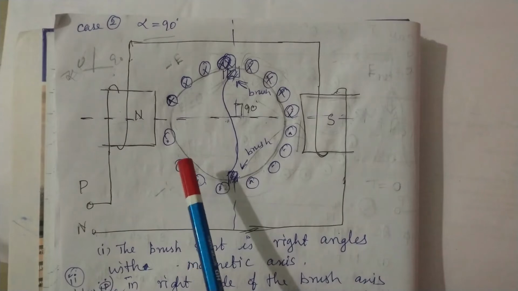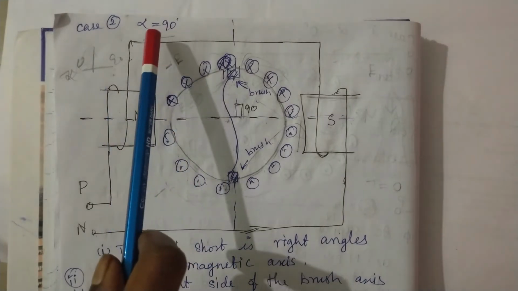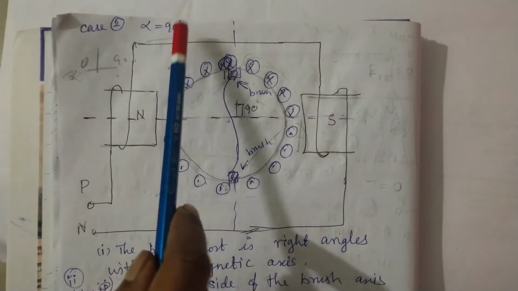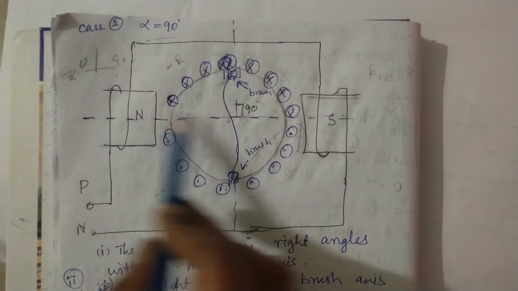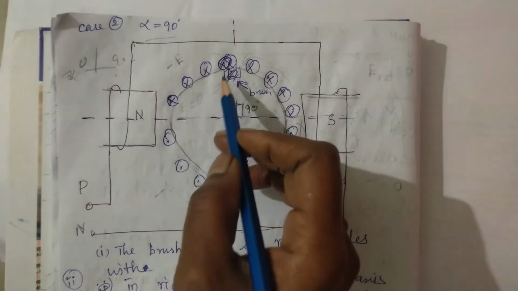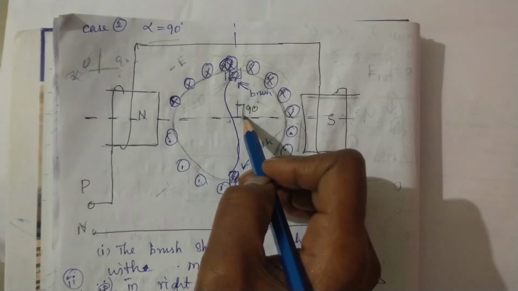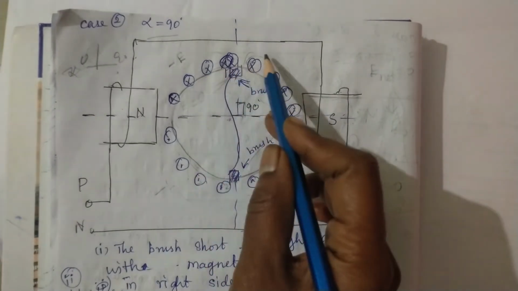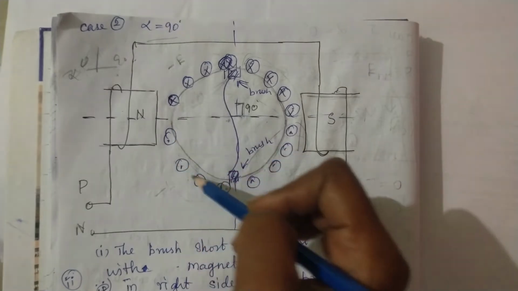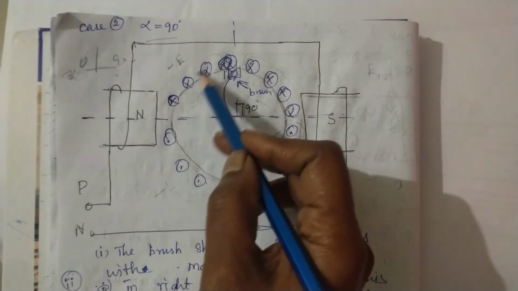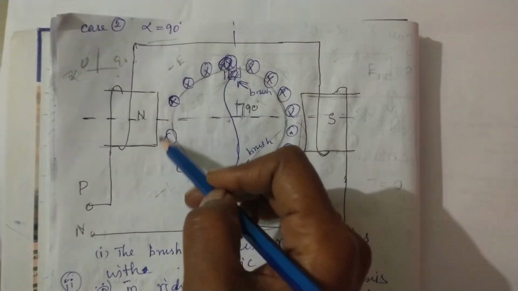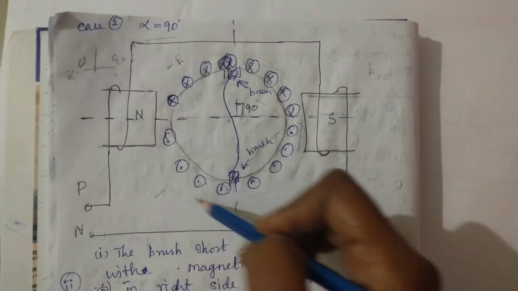Now we have to see the 90 degree. So alpha equal to 90 degree. So from the main field axis, I am keeping my brush axis exactly at 90 degree. Now what will happen? There will be 2 closed loops. If you are seeing the left side closed loop, there are 4 cross conductors and 4 dot conductors.